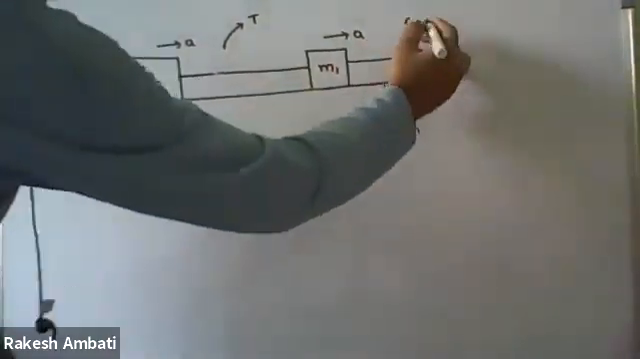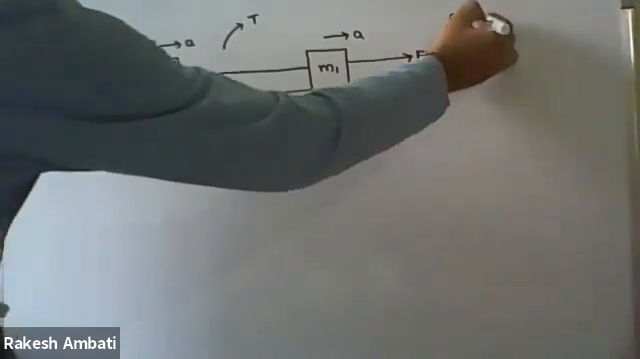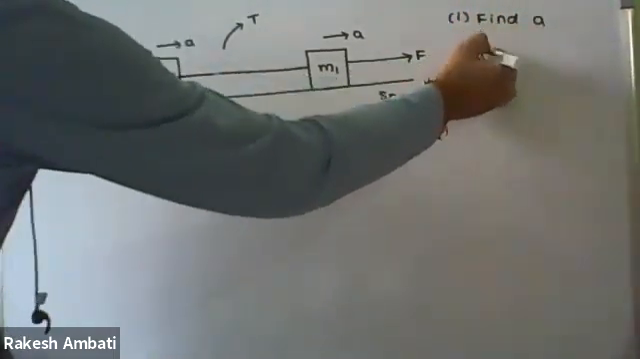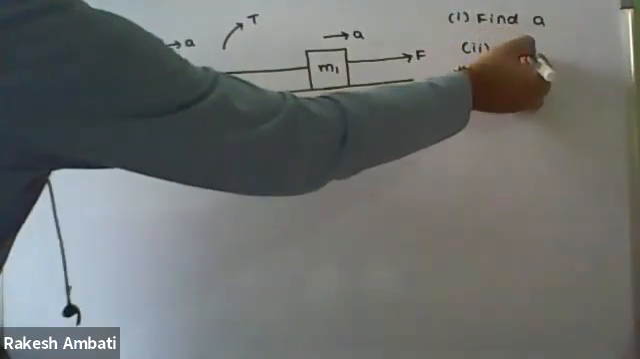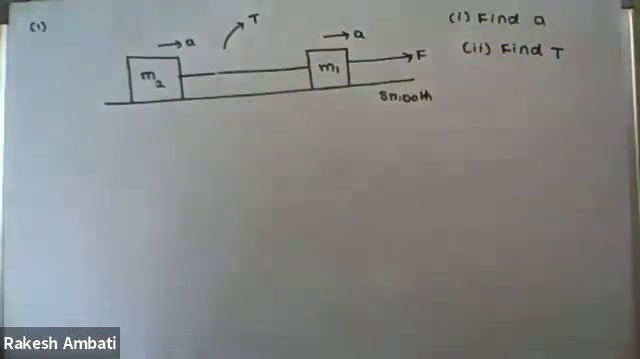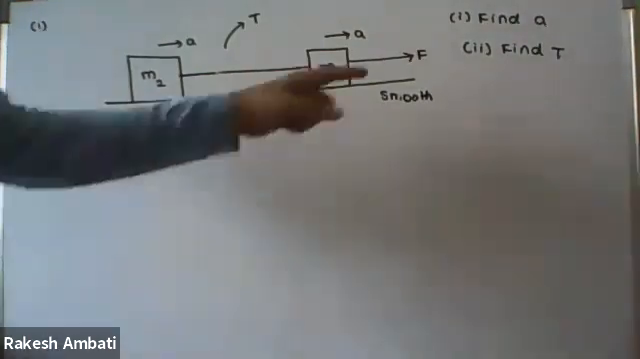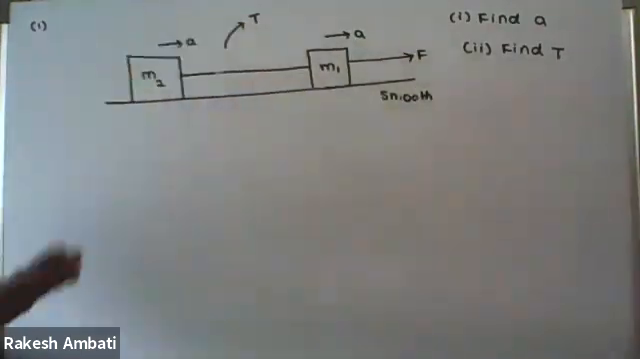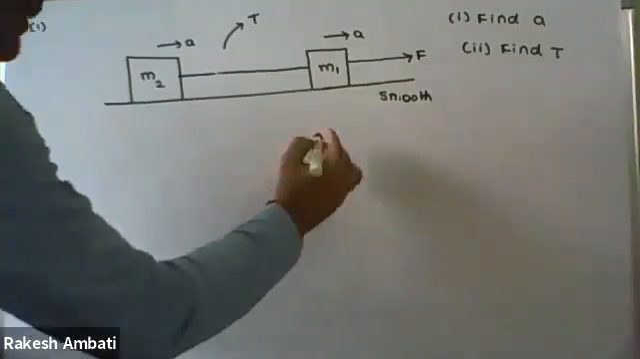The question is, first, find the acceleration A. Second, find the tension force in the string. These two questions we have to find out: this acceleration and the tension force. Now let us see the free body diagram.